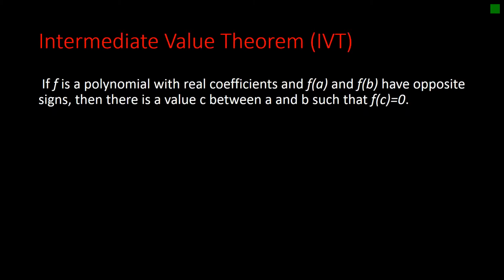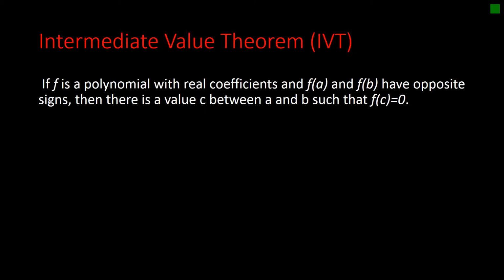So the intermediate value theorem states that if f is a polynomial with real coefficients and f of a and f of b have opposite signs, then there is a value c between a and b such that f of c is 0. Basically what this means is that if you have a function value that's positive and another function value that's negative, the only way that you're going to get from one function value to the other one is by crossing through 0.